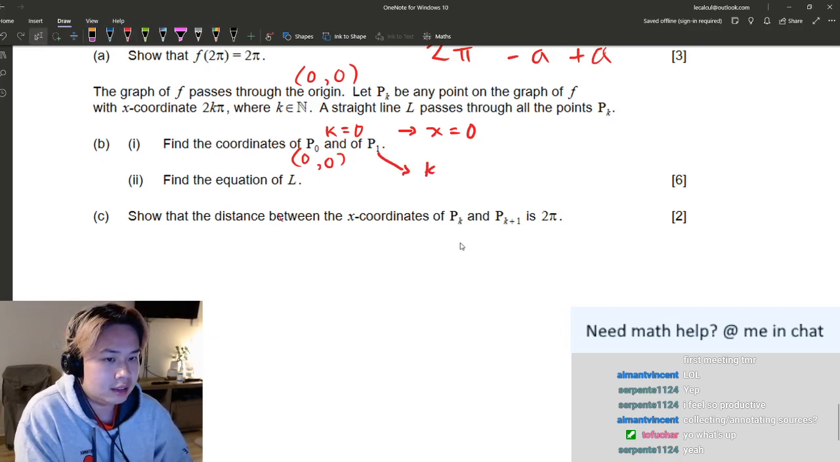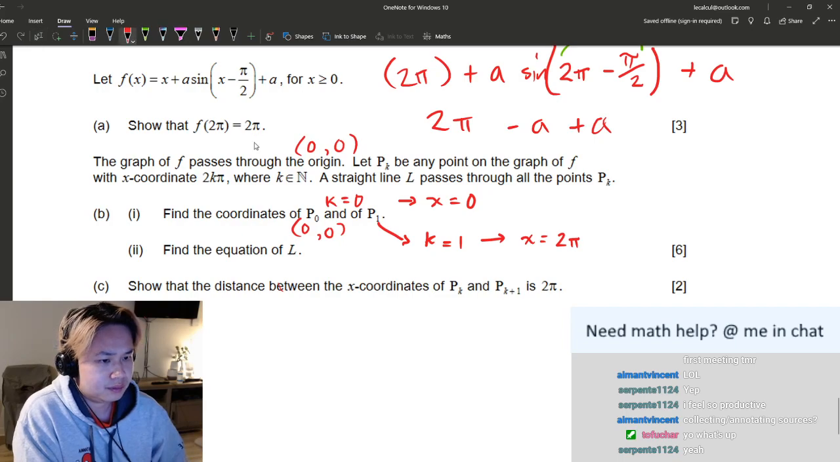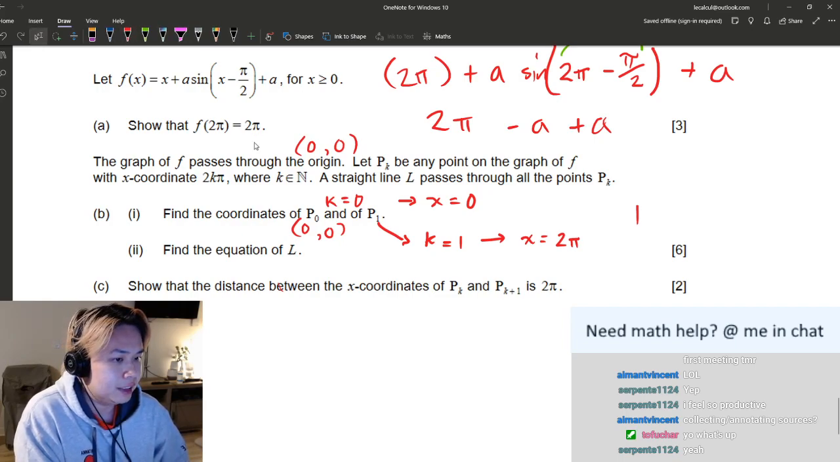Likewise, p1 means that k is 1, which means that your x value for this coordinate is 2 times 1 times pi, which is 2 pi, and we already know what the y value of this is from part A. So p1 has the coordinates 2 pi and 2 pi.